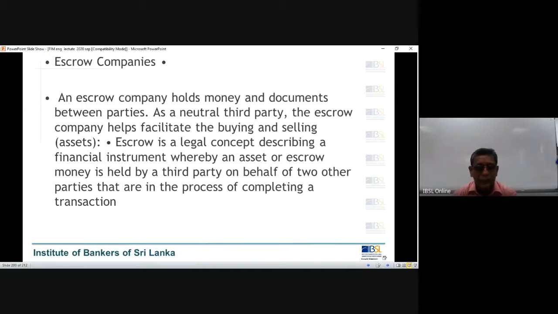So that is another concept of business opportunity, right? A third party acts on behalf of the two other parties in the process of completing the transaction, and there are some companies looking after that. Those companies we call escrow companies. So an escrow company holds the money and documents between parties as a neutral body to facilitate operations and activities, right?